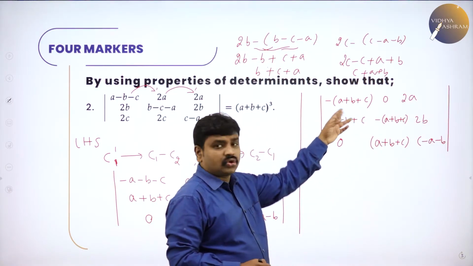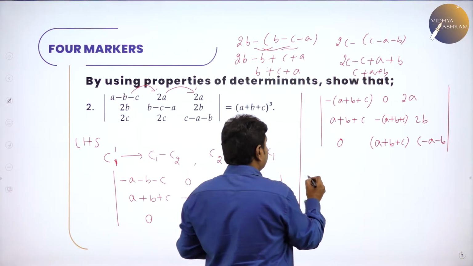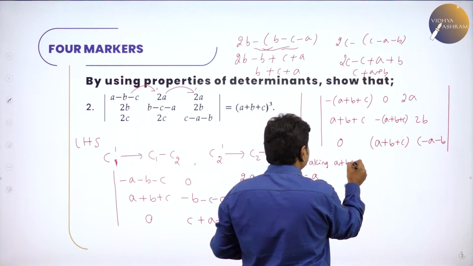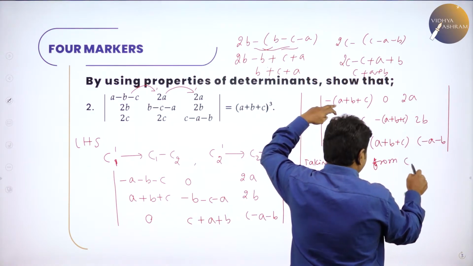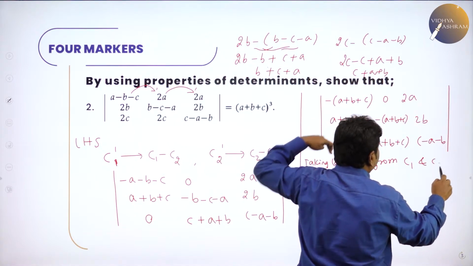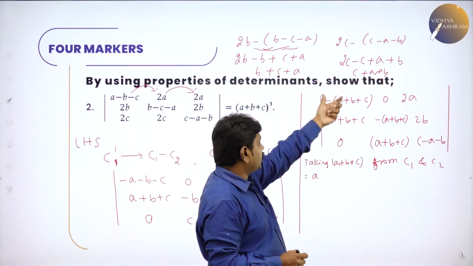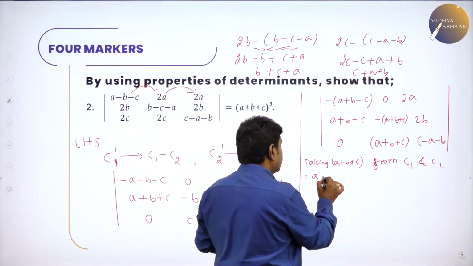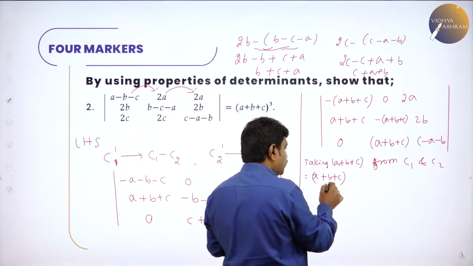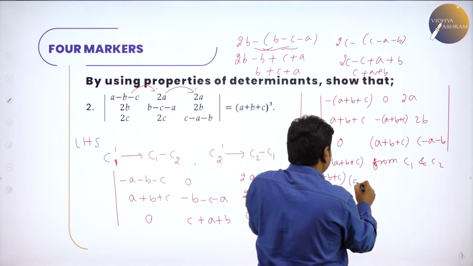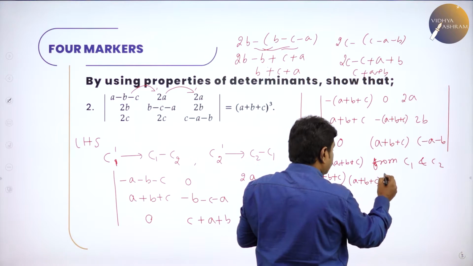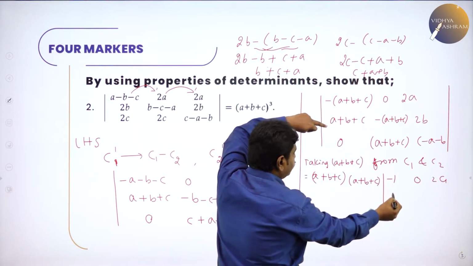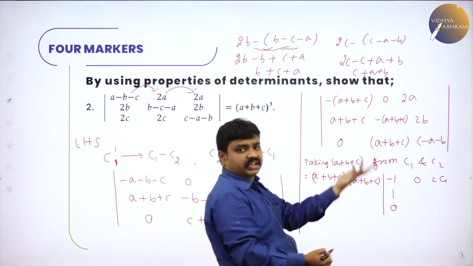So now in the first row, take a plus b plus c common. From C1 separately, and also from C2 separately. In the first column I will take a plus b plus c common, and in the second column also I can take a plus b plus c common. If I do that, what will I get? So a plus b plus c from the first column I took out, then from the second column a plus b plus c, then whatever is left out I'll write. What is left out? This will become minus 1, 0, 2a, and the first column, this will become 1, this will be 0. From 0 you can take anything common.